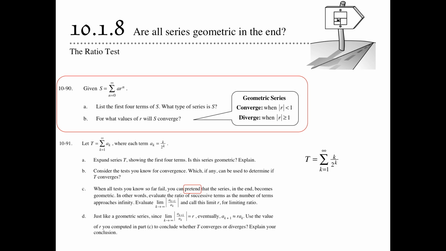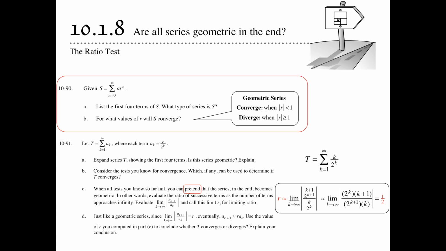So part C asks students to pretend that the series T was geometric, and then, playing that pretend game, find out what the value of r would be by determining the ratio between successive terms of T as those terms approach infinity. Now this limit turns out to be 1/2. So our pretend geometric ratio is 1/2, which means that if T were geometric, it would converge by the rules of the geometric series tests.